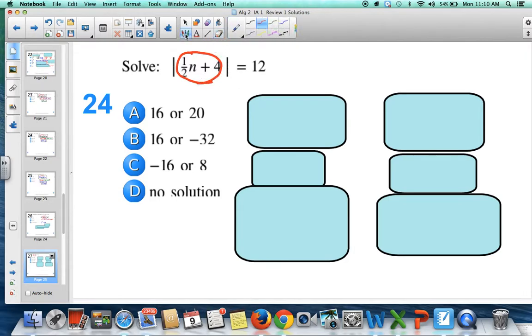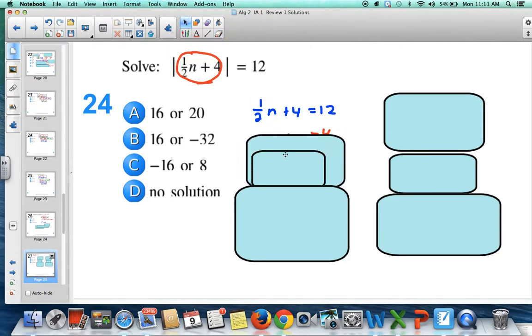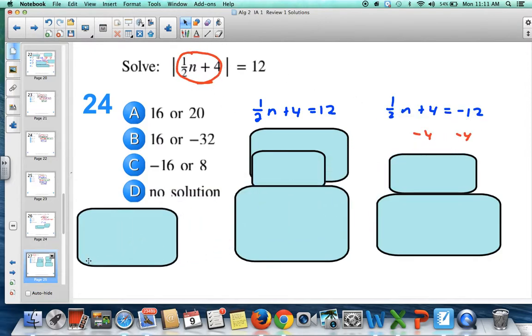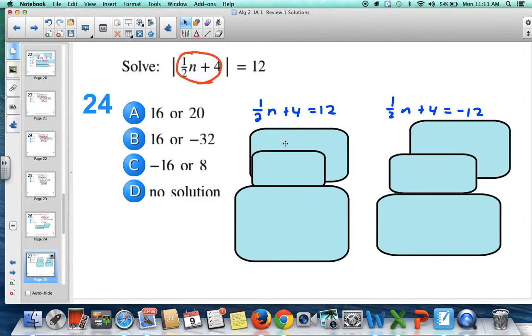If that number happens to be 12, oops, let me erase that. If this number is 12, then it looks like this. But if this number that I circled is negative 12, it's going to look like this. Right there. So we have two possibilities.